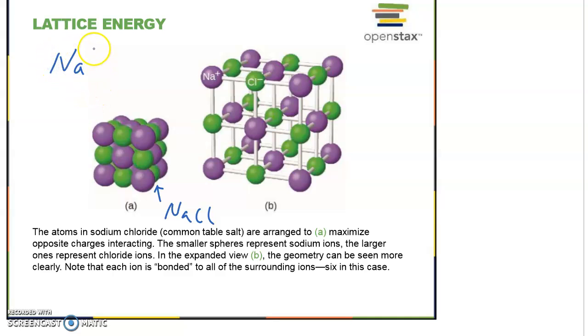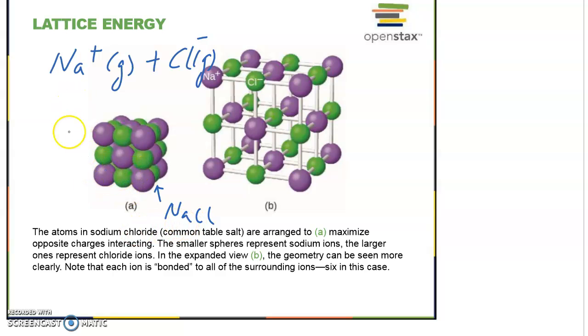sodium gas state ion plus chlorine in the gas state anion. This energy is very difficult to measure experimentally. Why? Because you can just heat this one up, no matter how you do it over here.